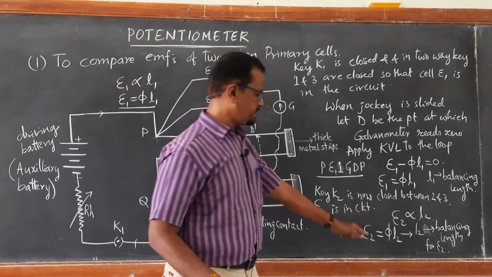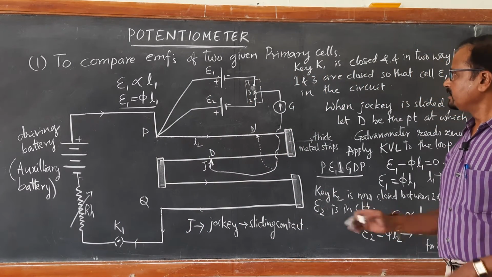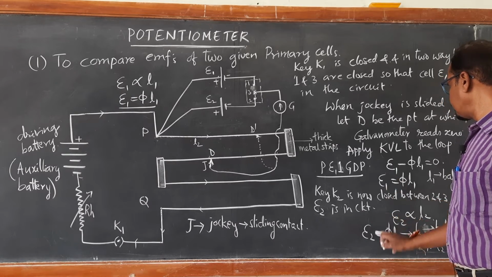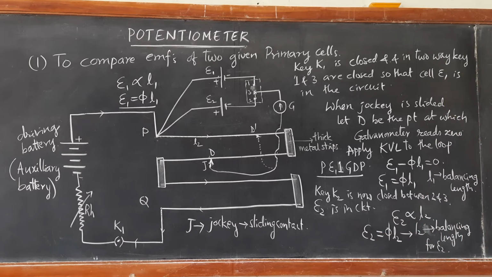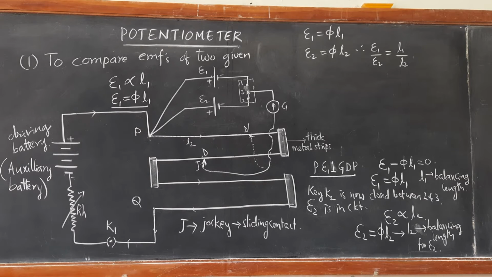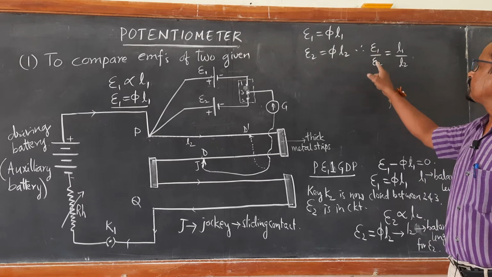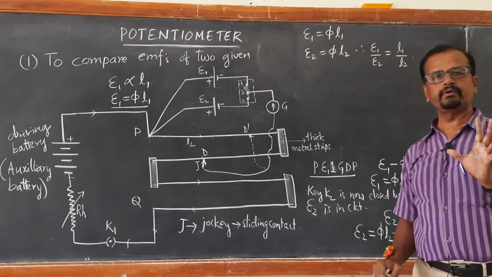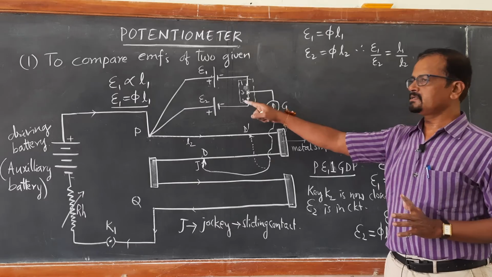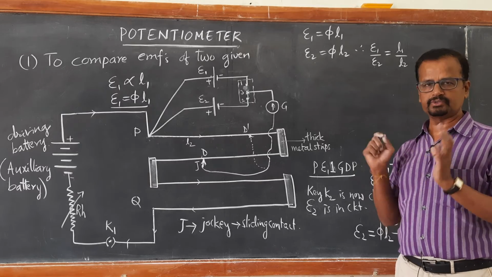Now we got two equations. E1 is equal to phi L1, E2 equal to phi L2. So E1 by E2, phi cancels, and you are getting E1 by E2 is equal to L1 by L2. That's how we compare the EMFs of two cells. Just by noting down the corresponding balancing lengths L1 and L2 of these primary cells, one can compare the EMFs of the given two cells.